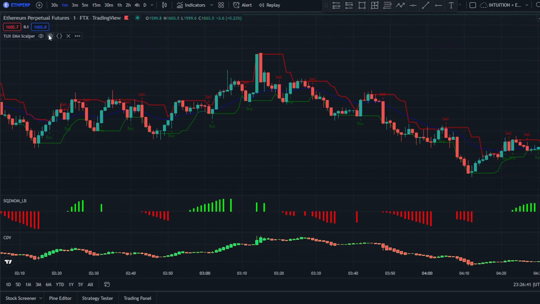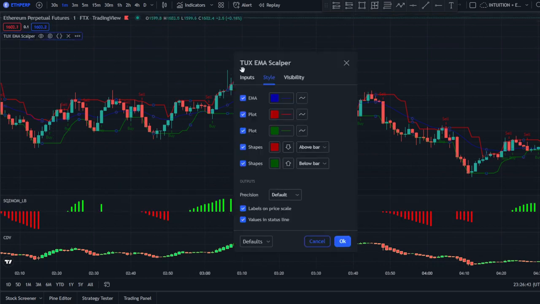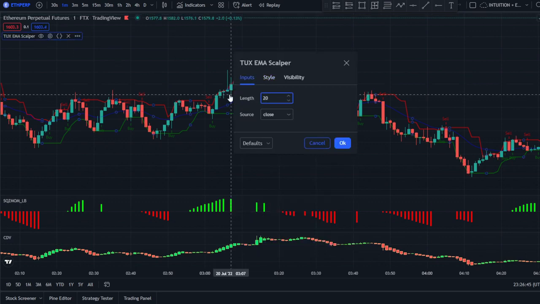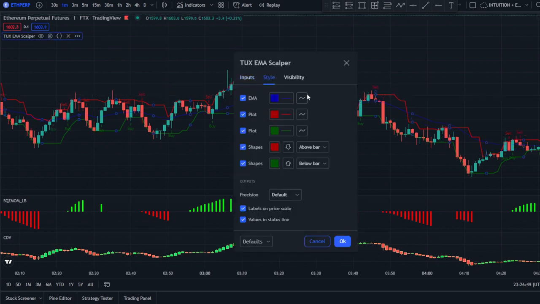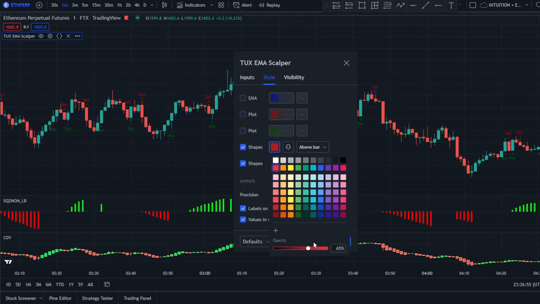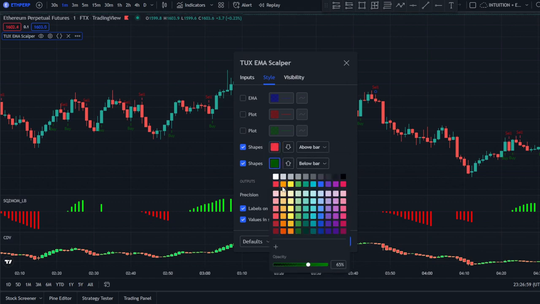Next up, you want to change your TradeiQ EMA scalper. First up, you go to length and you want to change it to 30. Next up, you will be removing the EMA and the plot, and for this you're going to make it red in color. Same thing, you're going to make it green and make the opacity 100.